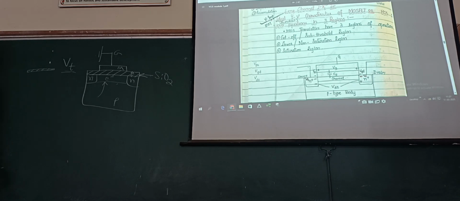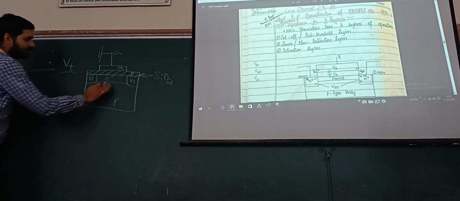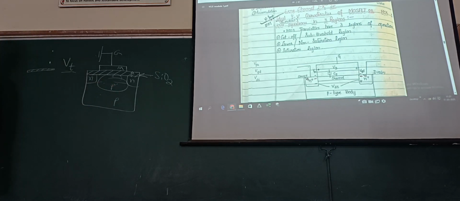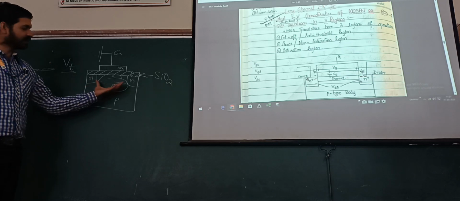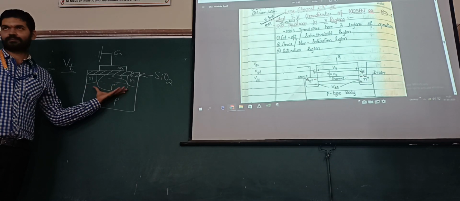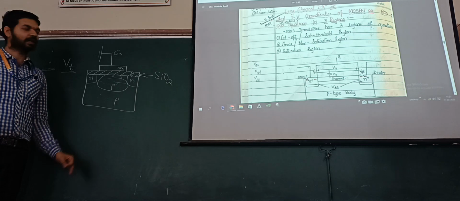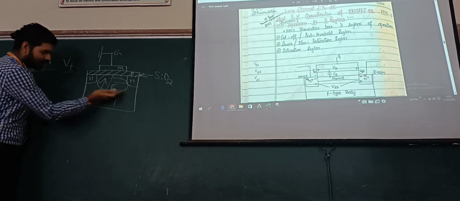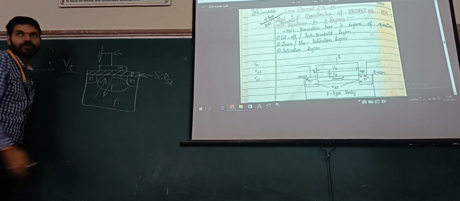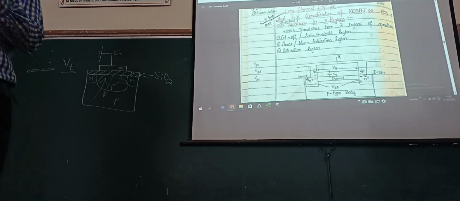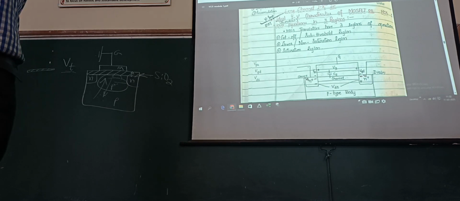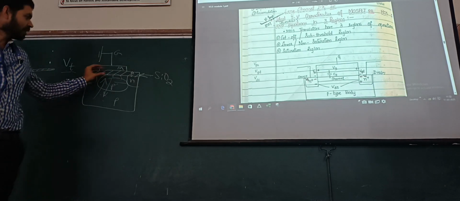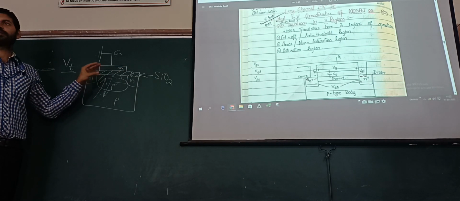One more way of adjusting the threshold voltage is to change the doping concentration of the P-type material. In doping, you add dopants, so you change the number of dopants. When you change the doping concentration, the movement of electrons and holes changes: electrons get attracted and holes get repelled. So if the number of charge carriers changes, the time required to move from one point to another changes. That will also impact the threshold voltage.